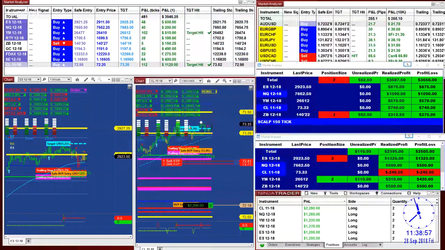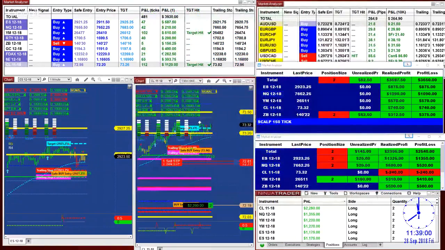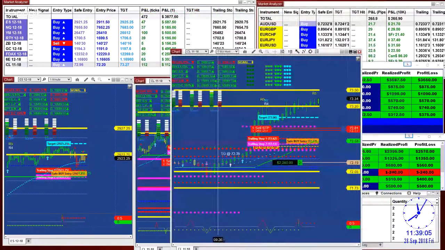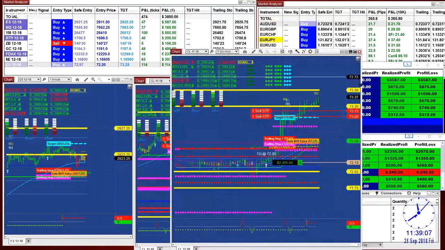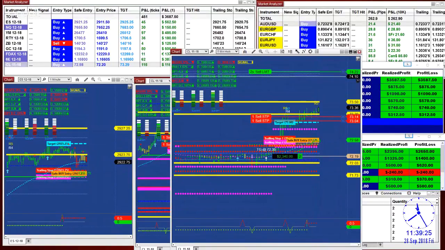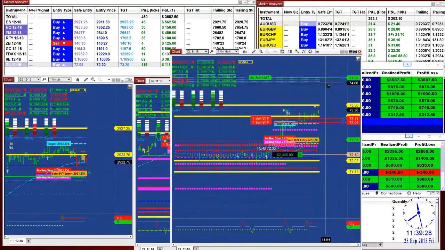CL. We called that trade a long time ago. I don't remember the number. And now we are going back again, and the final destination on the CL is 74.10. So the final destination on the CL is 74.10.